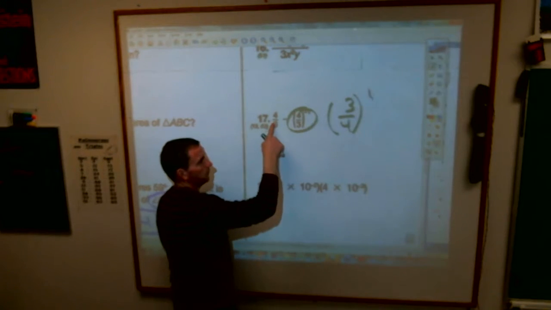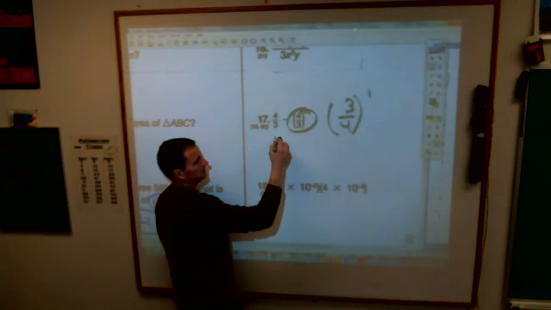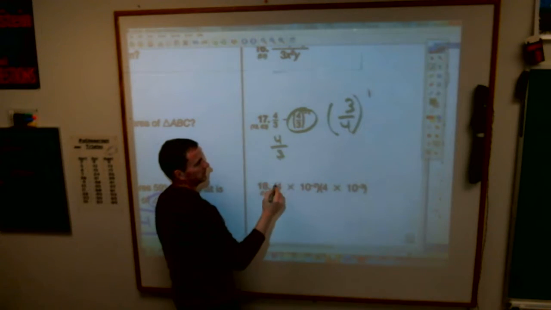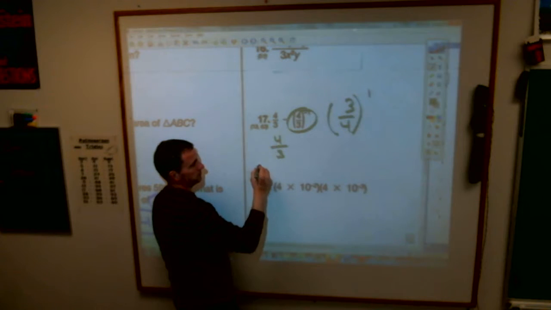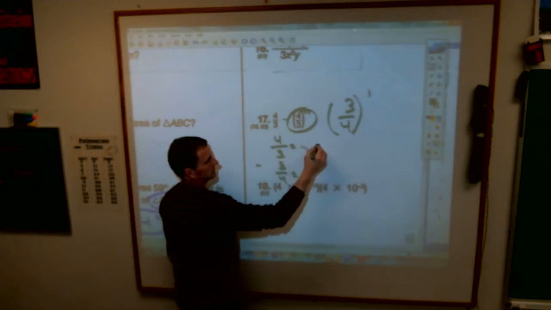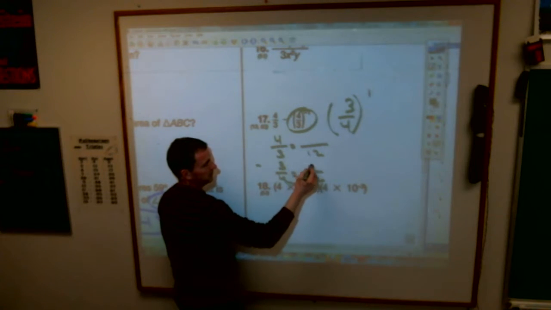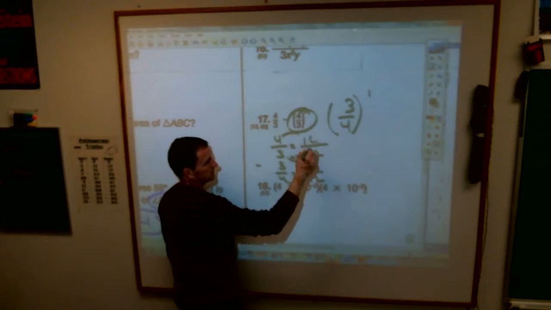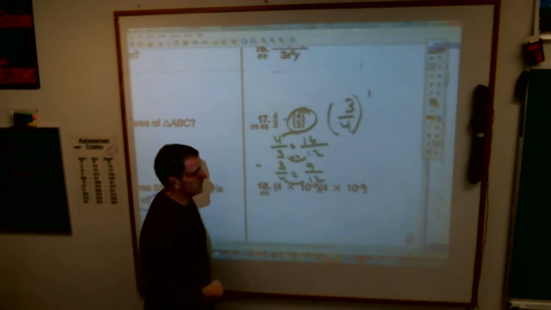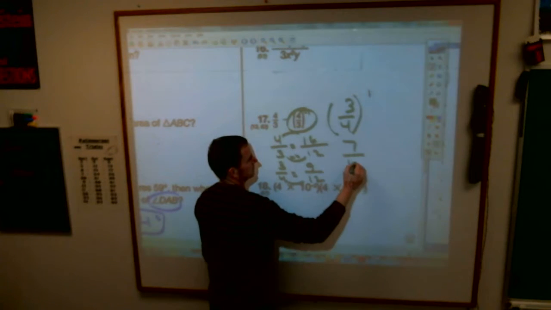So now you have 4/3 minus 3/4, and a lot of people went wrong there. This is like 5th grade math. 4/3 minus 3/4. What do you have to do? Common denominators. 4 times 3, 3 times 3 is 9. 3 times 4, 4 times 4 is 16. What is 16/12 minus 9/12? 7/12.